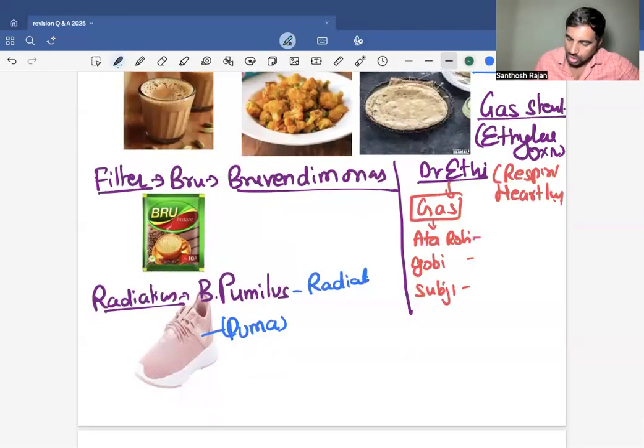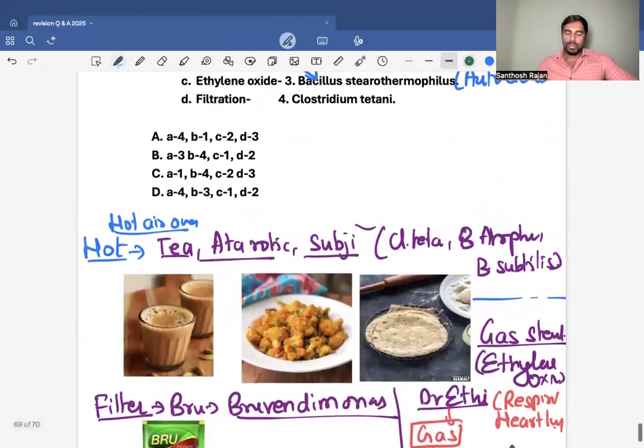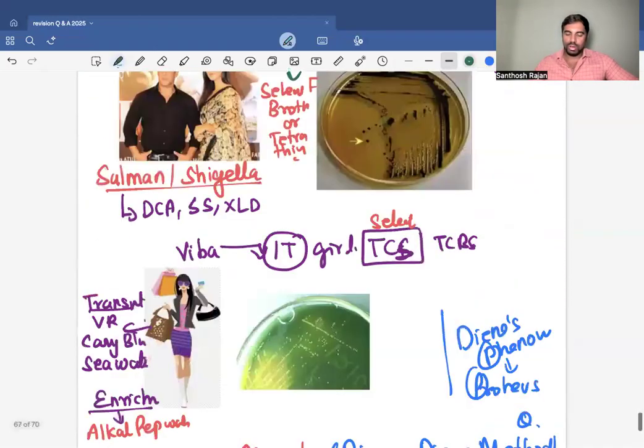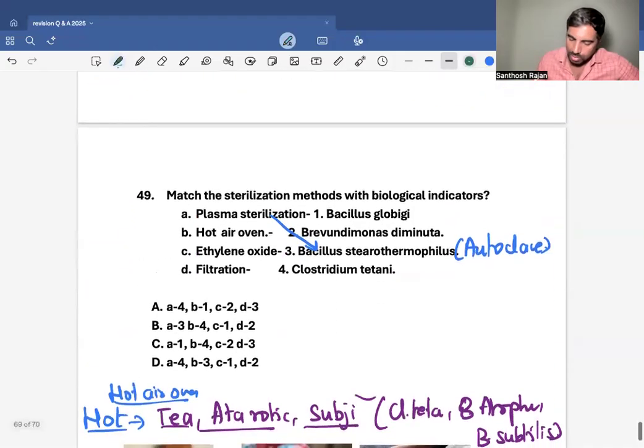So this is a repeated question. Atta roti because Bacillus atrophaeus. Gobi because Bacillus globigii. Okay. Bacillus subtilis. All are important. Anything they can ask. Very simple. Finished. And for your plasma you will have Bacillus stearothermophilus, the standard one, right? So plasma is Bacillus.